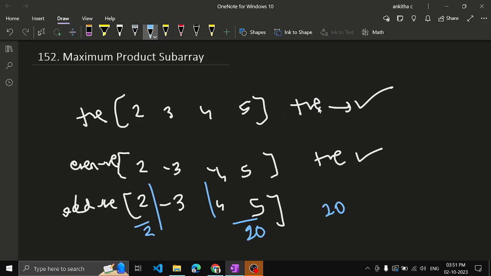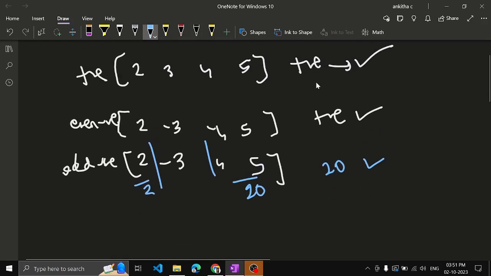So if we have positive integers in the array, directly find the product. If we have negative integers, and it is an even number of negative integers, then we can find the maximum product directly by multiplying all the numbers. But if we have an odd number of negative integers, then we have to look into the condition where, if we find a negative number, till there 2 will be there. After that, again 4, 5 is 20. So 20 will be the maximum product.